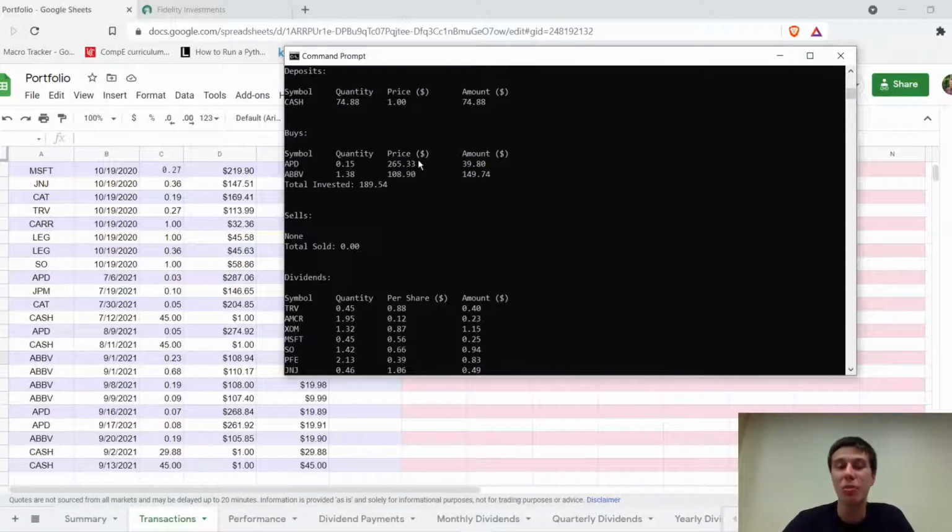Air Products and Chemicals, we bought about $40 worth there at an average price of around $265. And then AbbVie, we bought about $150 worth at $108 per share. And those were spaced out over the course of a few days. But I did initiate a new position in AbbVie, which I'm super excited about. Just a super great company.